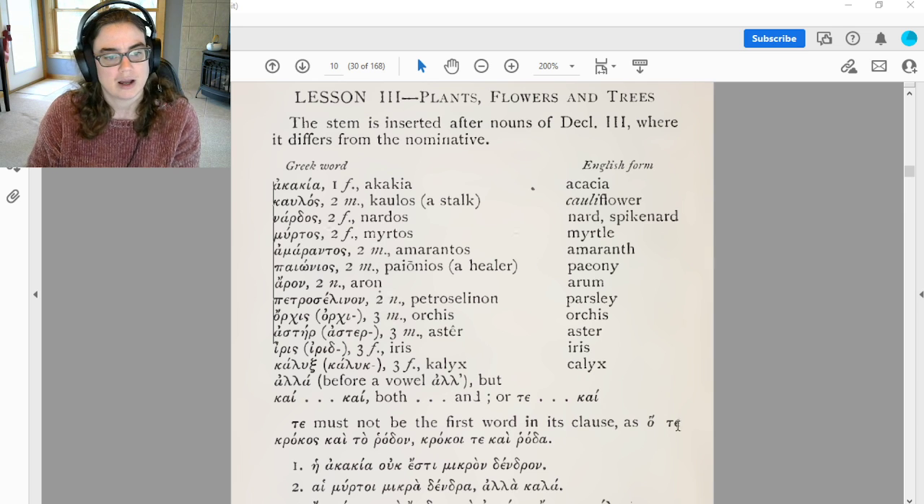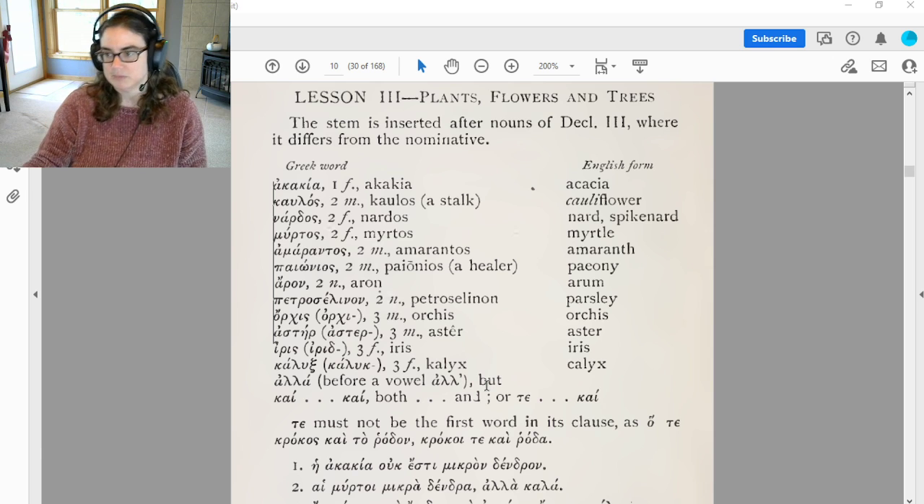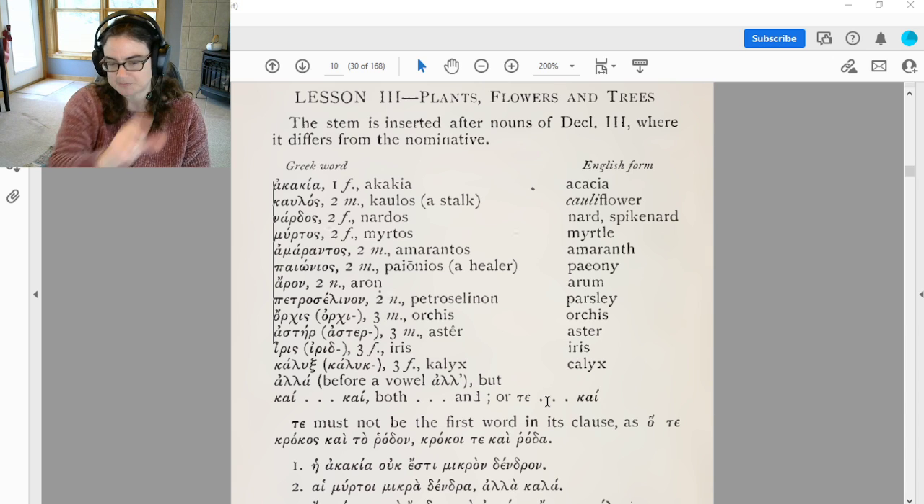Okay. Alla means but. Got it. Kai, both and. Te kai also means both and. Because te and kai both mean and. Te is a cognate of the Latin que, and they work the same. They go after the word that you would expect it to go before. And kai is the equivalent of the Latin et, but it's not a cognate the way that te and que are. Those are the same word.